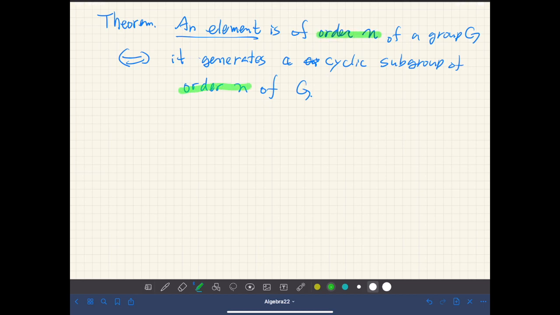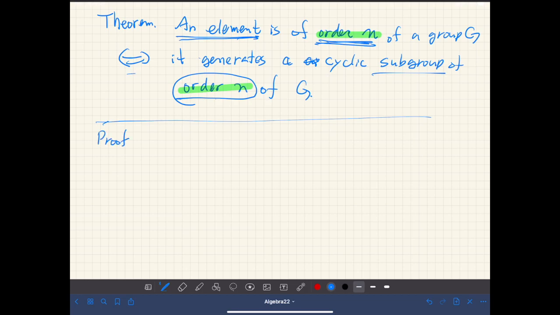Okay, order n, order n. In the first occurrence here, this order n means the order of this element. On the other hand, the order n in the second occurrence is the order of the subgroup. So they mean that their meanings are different. So be careful. Okay, let's prove this theorem.